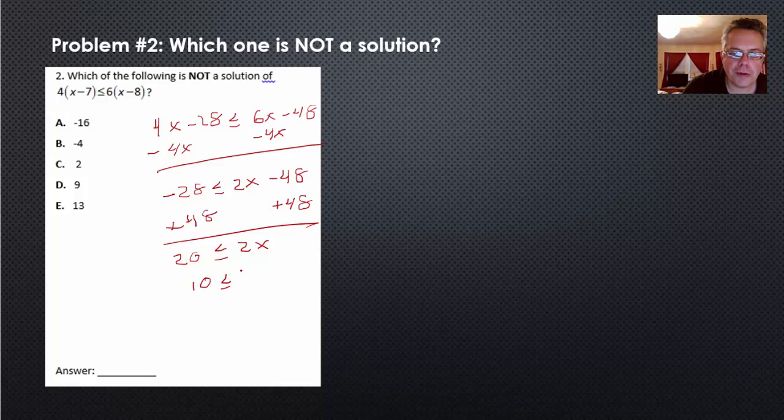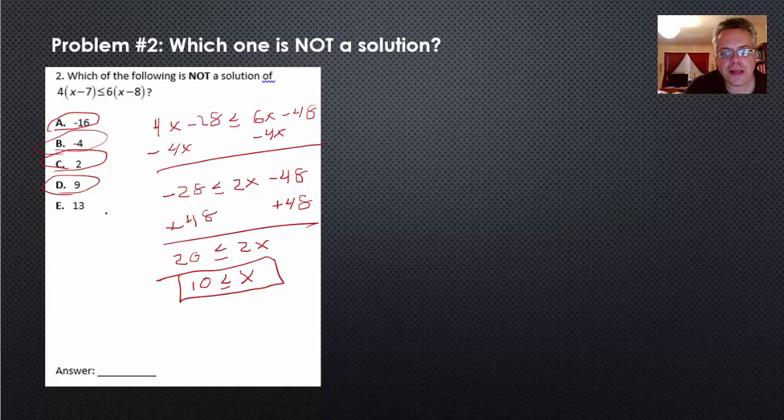Remember, I kind of read it from the point of view of x. So the numbers that satisfy this inequality are numbers that are greater than or equal to 10. So it says, which of the following is not a solution? All right, so there might be more than one answer. This number is not greater than or equal to 10. It's not a solution. This is not a solution. This one's not a solution. This one's not a solution. The only one that is a solution is 13.